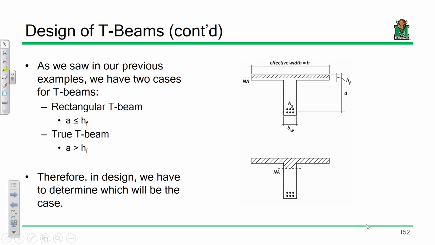That's what a is. Regardless of if it was a triangular cross-section or a rectangular cross-section, a T-beam, what have you. We can compare a and h sub f, and that'll tell you directly whether or not you're dealing with a rectangular T-beam or a true T-beam. Okay? Because if a is greater than h sub f, what that means is your stress block goes into the web, and it looks like the image down below, a true T-beam. And so we'll use that comparison to figure out what case we're dealing with in design mode.